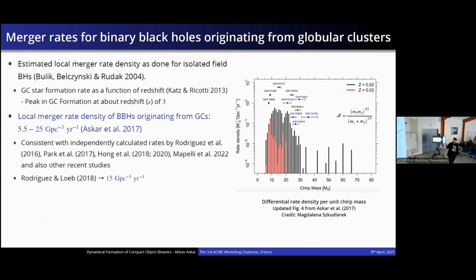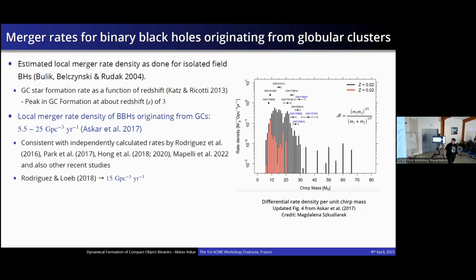And based on these same simulations, we also try to estimate the local merger rate. It's similar to the way it is done for the field. But in order to do this, you need to assume some star formation rate, and particularly the star formation rate which occurs in bound globular clusters, which are similar to the ones we are modeling. So this is, again, very uncertain. Based on present-day observations, we know that only a small fraction of a galaxy's stellar mass is locked in these globular clusters, but it's possible that it could have been higher.